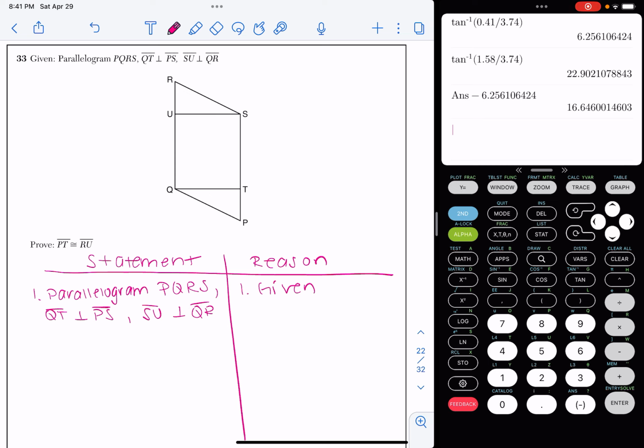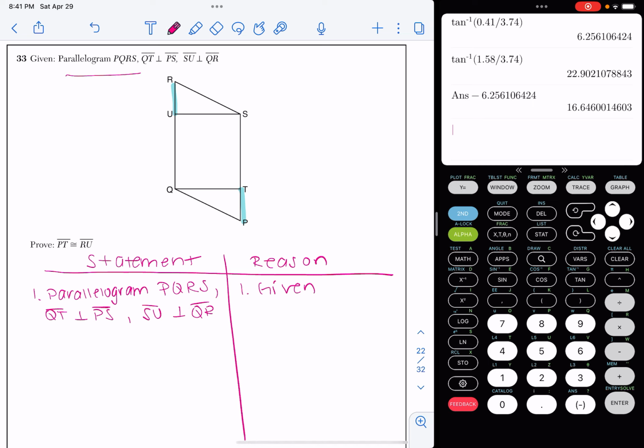Our end goal here is to prove that PT and RU are congruent to one another. We can see that those are part of the triangles RUS and PTQ. So we really need to figure out a way to show these triangles are congruent to one another. So let's look at the first given.